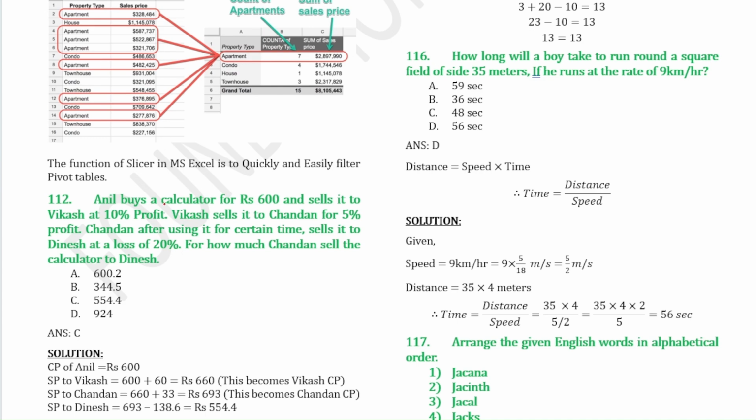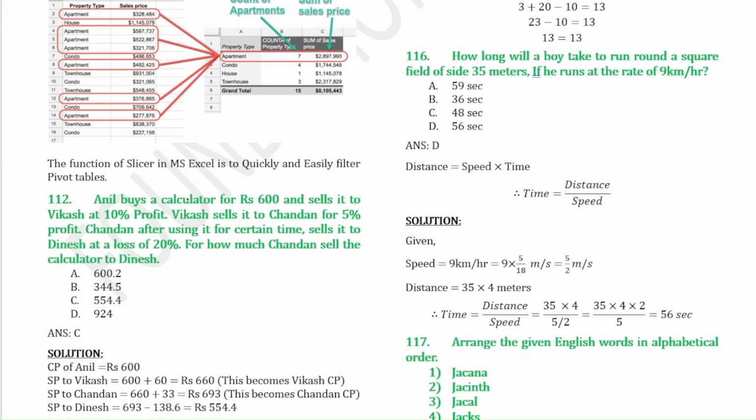The next question. Anil buys the calculator for ₹600 and sells it to Vikas at 10% profit. And then Vikas sells it to Chandan for 5% profit. Then Chandan, after using it for a certain time, sells it to Dinesh at a loss of 20%. So for how much does Chandan sell the calculator to Dinesh?